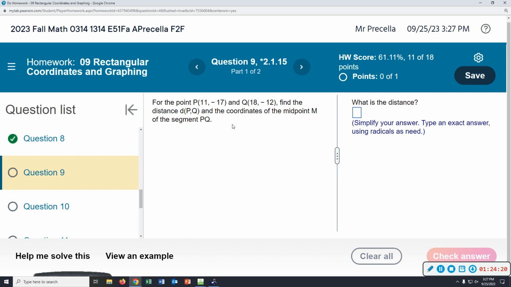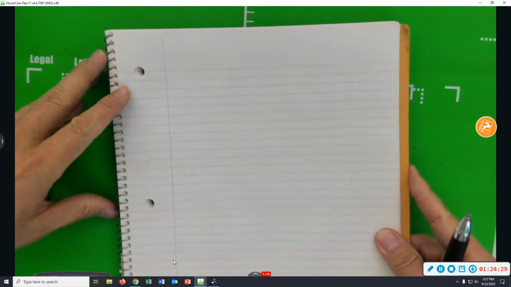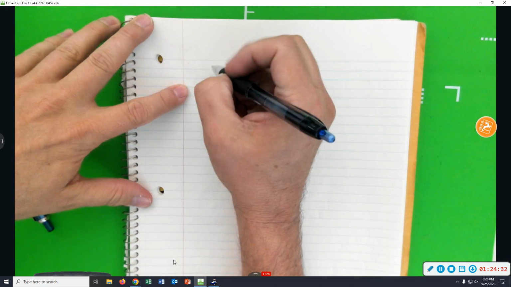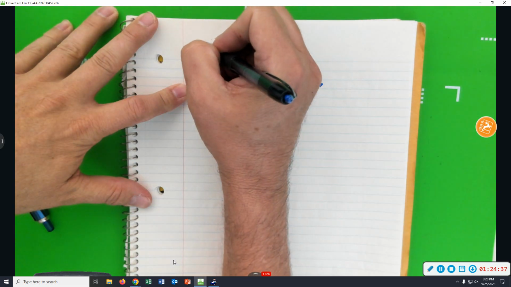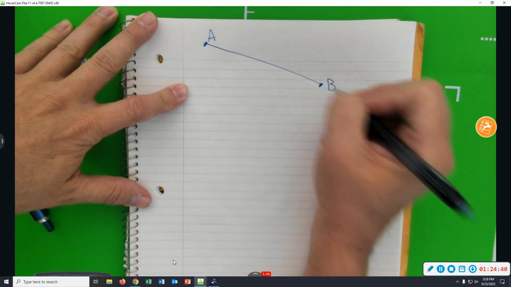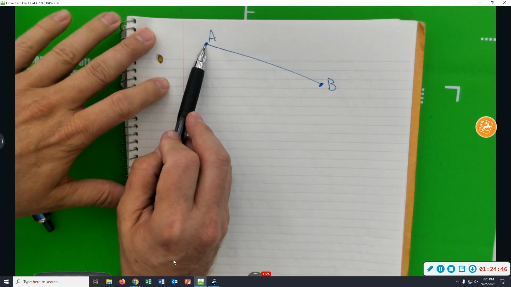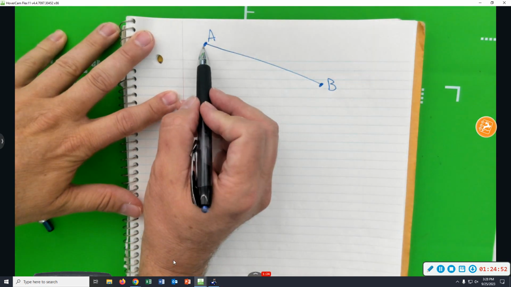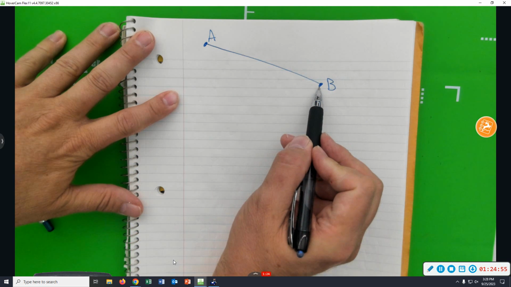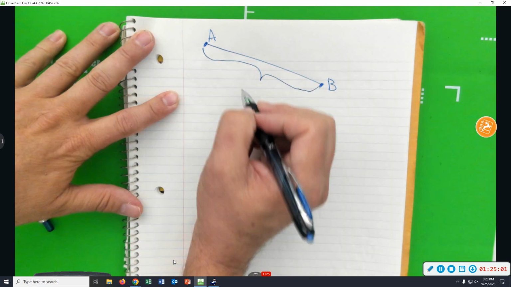So here's what I like to do. Before you state your formula, here's a line segment, point A and point B. Say you take a measuring tape and you start it there. That's an old-fashioned tool that carpenters use, a measuring tape. You put it here, or a ruler, and you stretch it over here. The length of that segment is the distance.